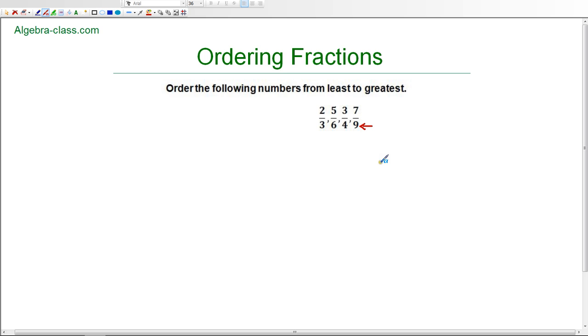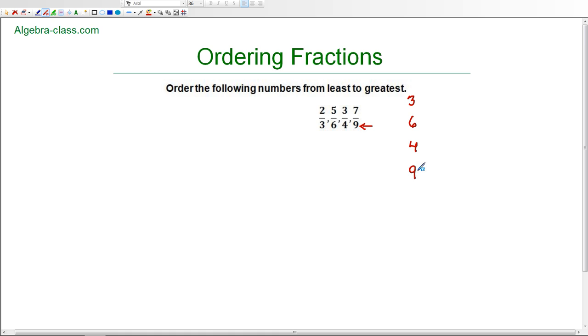Now in this case, I have 4 totally different denominators, and that's going to make this process a little bit more difficult. I need to rewrite each of these fractions so that they all have the same denominator. So my first job is to find the least common multiple for all 4 of these numbers. Basically, I need to figure out what the least common denominator will be.